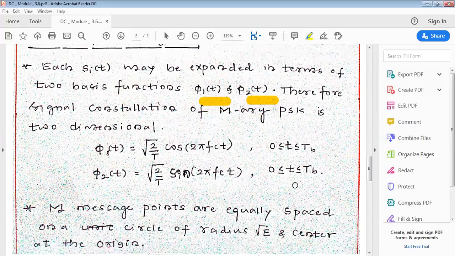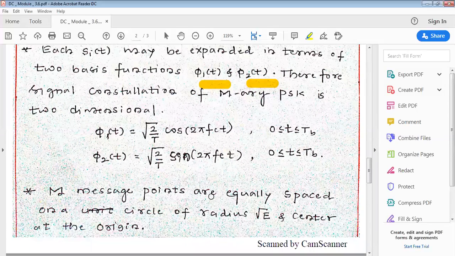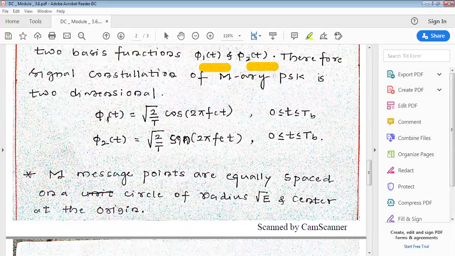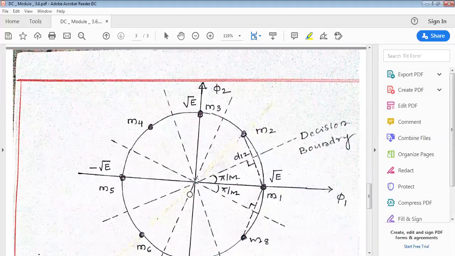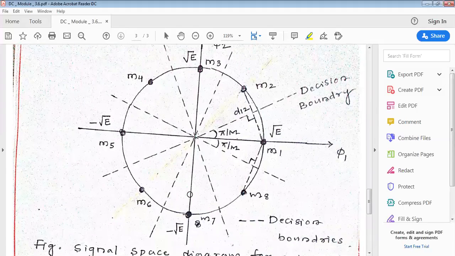And similarly, the M message points are equally spaced on a circle of radius square root of E. It means you have to locate all the M message points over a circle whose radius is given by square root of E and centered at the origin, right? So this is the signal space diagram or constellation diagram.